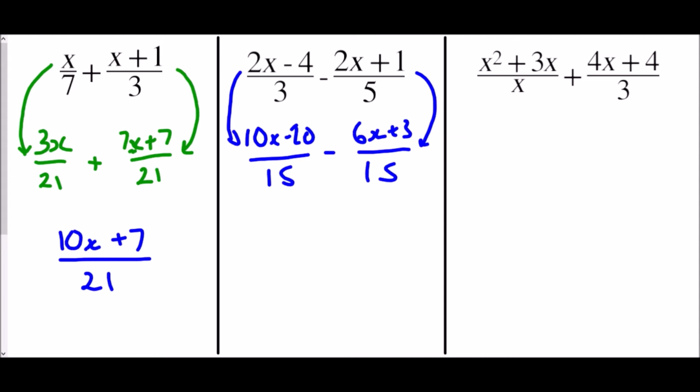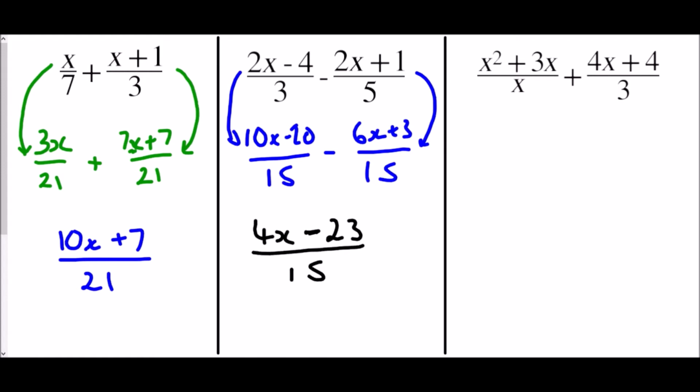And so what we have now, we need to simplify the numerators by doing 10x take away 20 take away 6x plus 3. So first of all, 10x take away 6x would be 4x. I then have negative 20 take away positive 3. Now it's very important here that this is negative 20 take away another 3, and so it's actually 4x take away 23, and that would all be over 15.